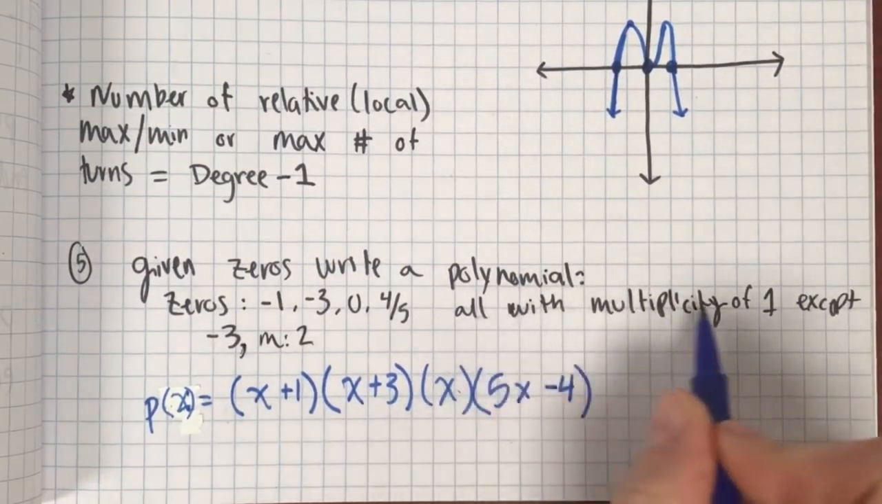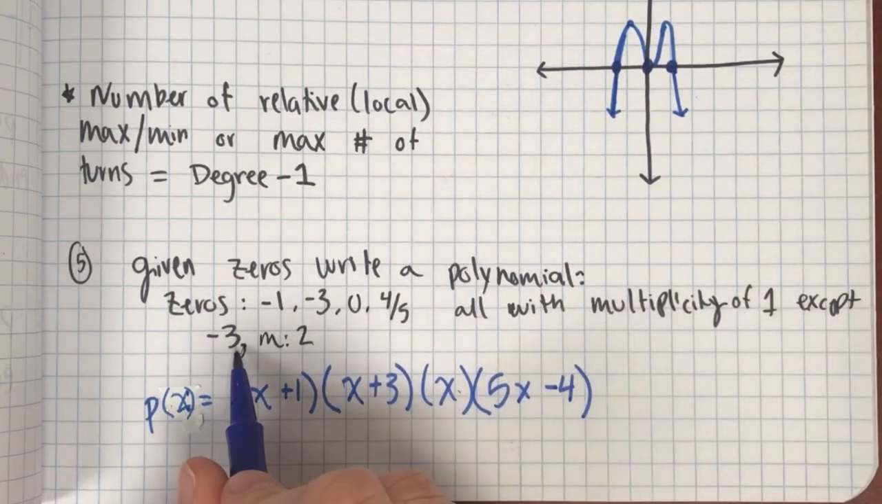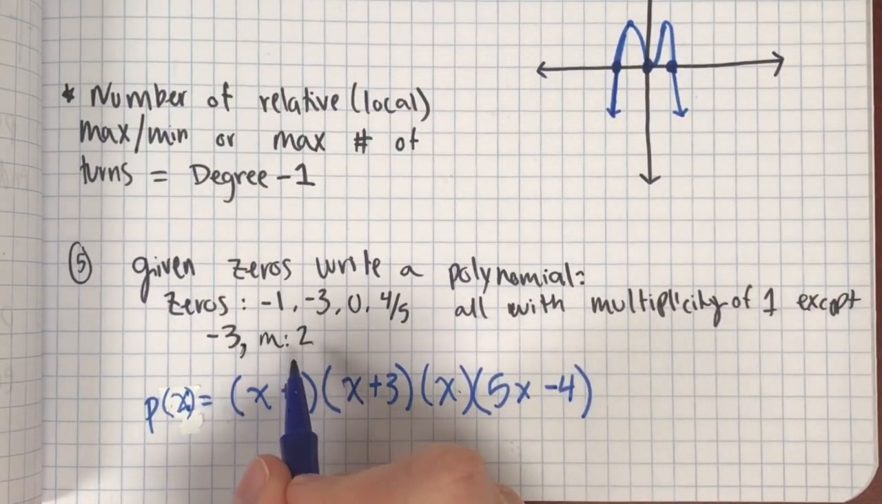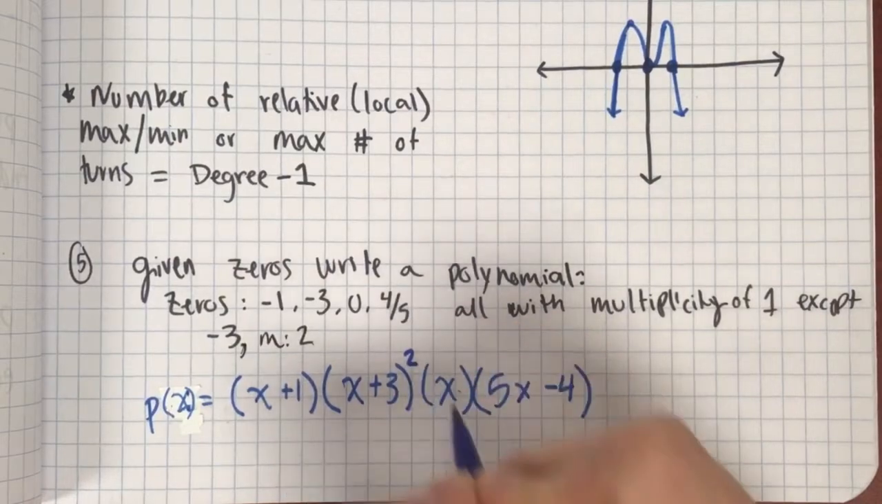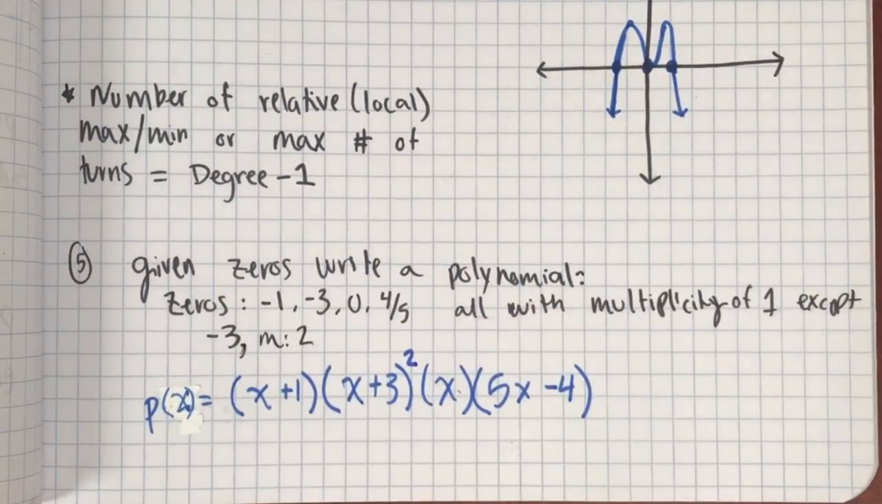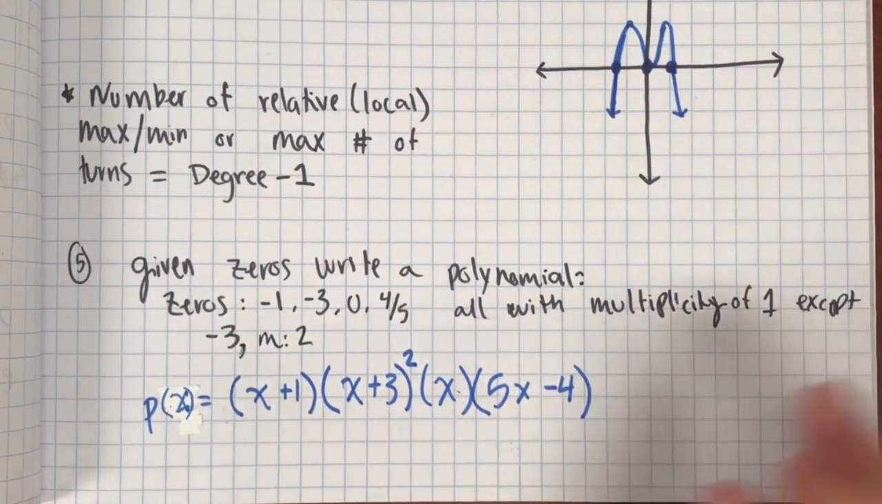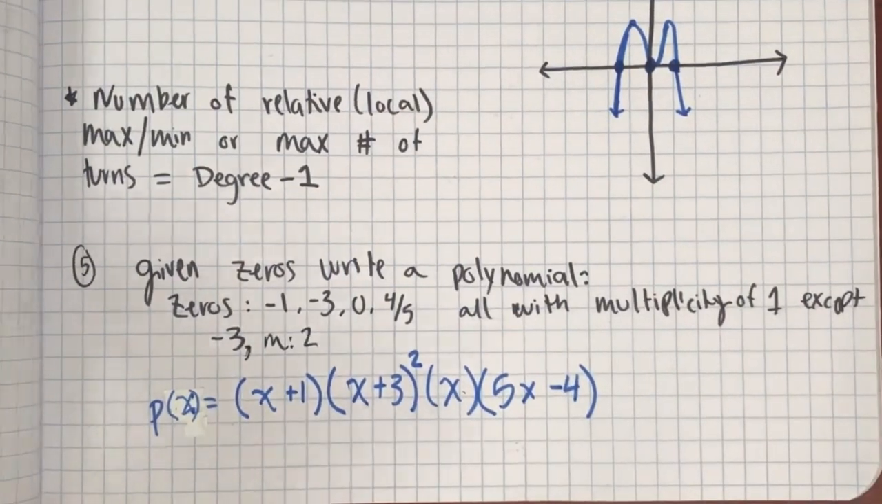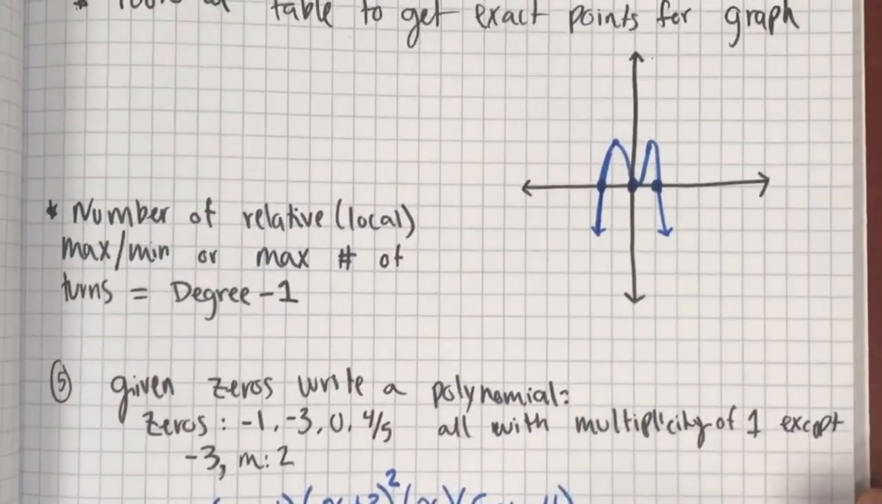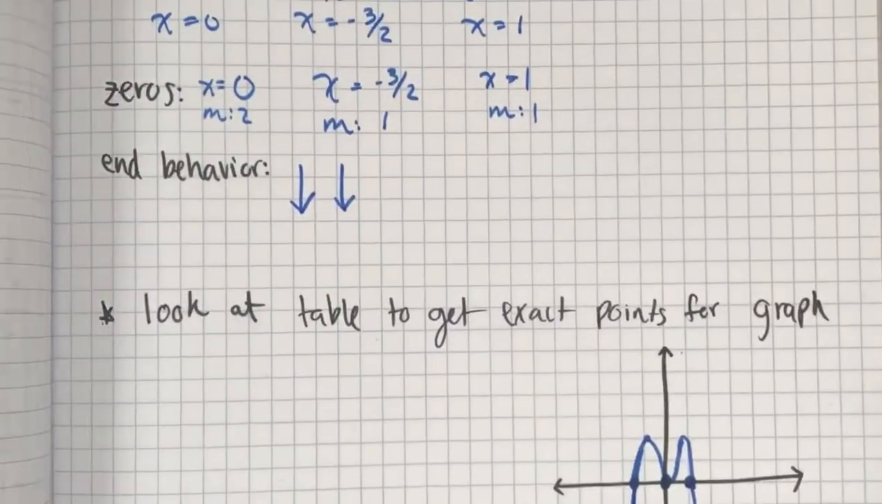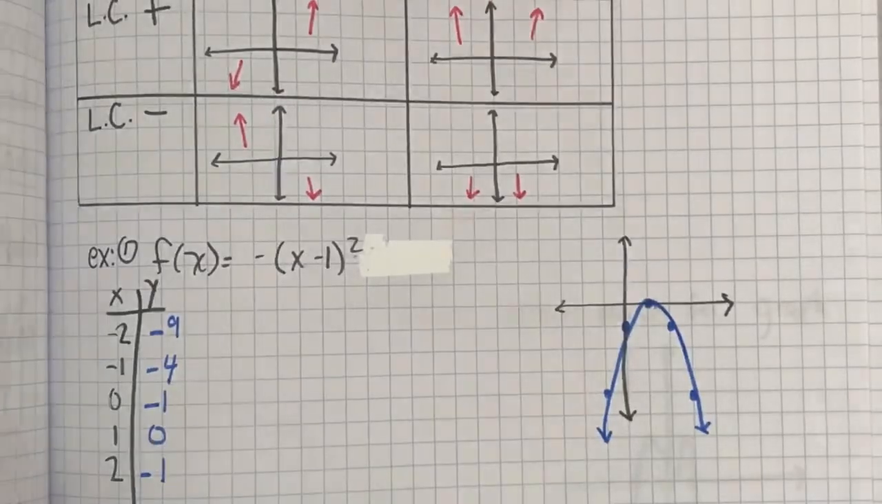Now it says all of these have a multiplicity of 1 except negative 3. That has a multiplicity of 2. So that would make this have a square. If I had a multiplicity of 3 of one of these, I'd put an exponent of 3. Okay? So this is just our basics of graphing our zeros with different multiplicities and looking at our end behavior.